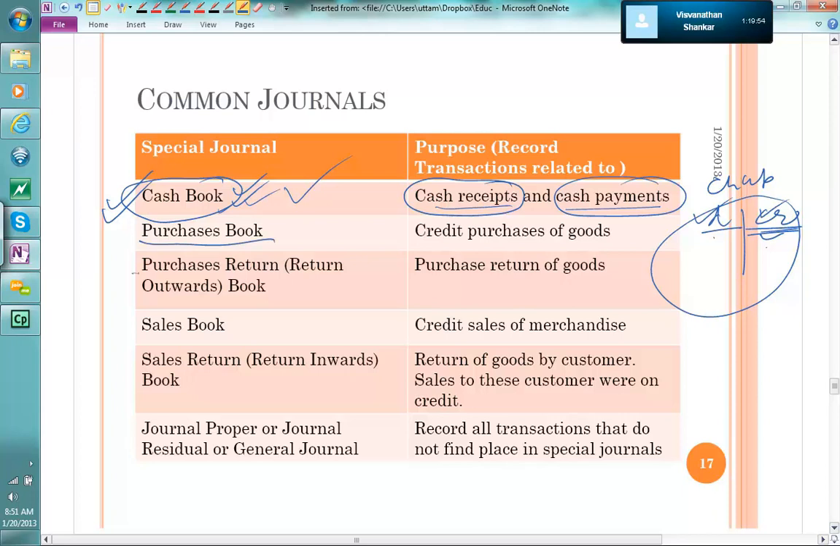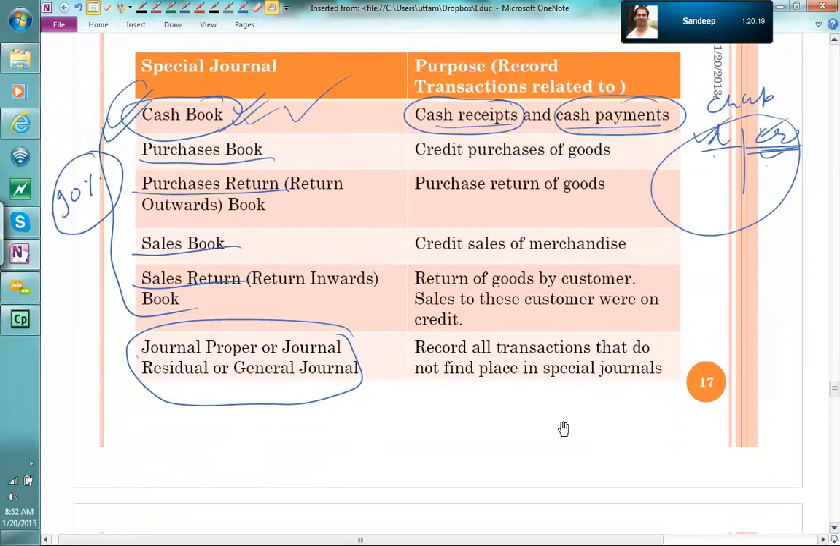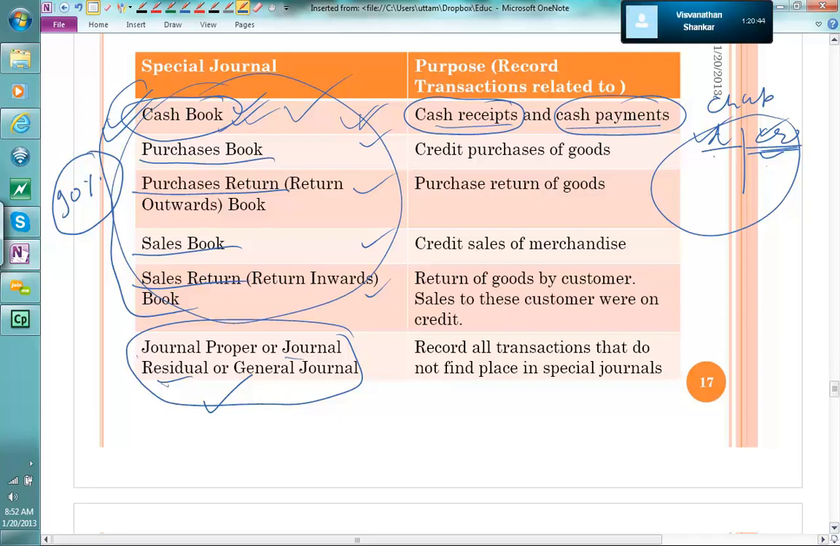Similarly, you have the purchase book, purchase return book, sales book, sales return book, and journal. In general, these will capture 90% of the transactions of a business. Whatever is not captured in these books needs to be analyzed and thought through: what is special in that, what is credit, what is debit. That goes through the general journal, also called journal proper, or journal residual. Why residual? Because they are not captured by the specialized books you have, or by the normal transactions of the business. That's why they are called journal residual.